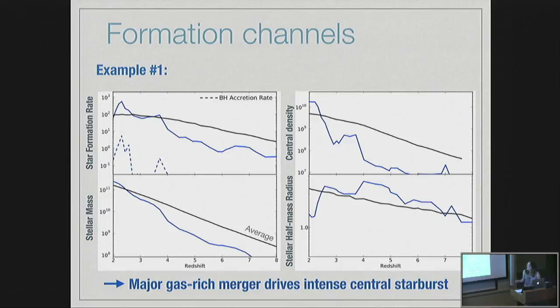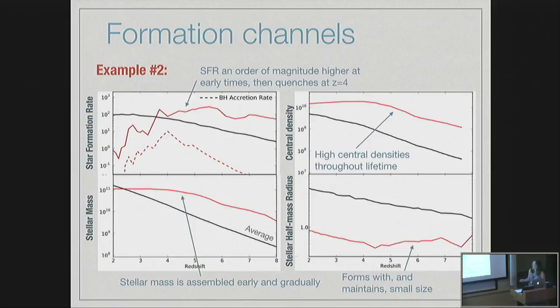Now, the second example shown in red is very different. Recall that the first galaxy was undermassive and then caught up very quickly at low redshift. This galaxy, by contrast, has always been overmassive and formed essentially all of its stellar mass by redshift 4, with a very high star formation rate at early times and quenching around redshift 4. If we look at the central density, we can see that this galaxy has always been extremely dense. If we look at redshift 6 here, this central density is comparable to the central density of a more massive galaxy at redshift 2. And so because this galaxy has always been very dense, it's always been very small. So this galaxy formed with a very small size.